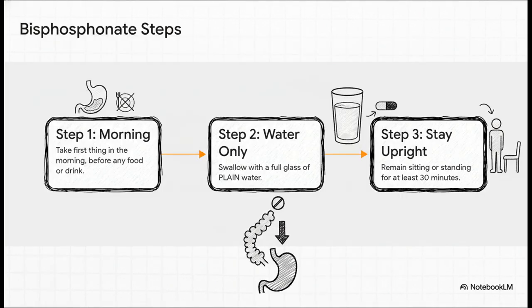So here's the 3-step safety protocol. It's non-negotiable. Step 1, take it on a completely empty stomach to make sure it gets absorbed properly. Step 2, swallow it with a big, full glass of plain water to help wash it down. And step 3, the big one. The patient has to stay upright, sitting or standing, for at least half an hour. We've got to use gravity to make sure that pill gets all the way down to the stomach and doesn't hang out in the esophagus.